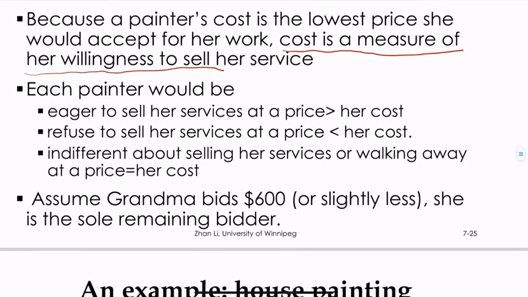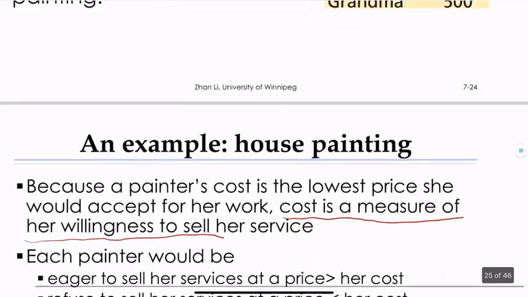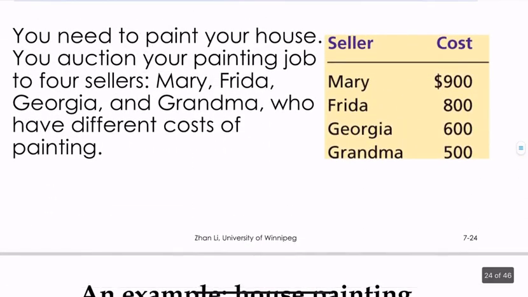So now let's assume the final price is $600, right? You can see that if the price is $600, it is here. In this case, we know that Mary and Frida will not offer their services, and Georgia is indifferent, but there is only one house. So in the end, grandma will actually get the painting job. The reason is that grandma has the lowest willingness to sell, right? So she would be the winner.